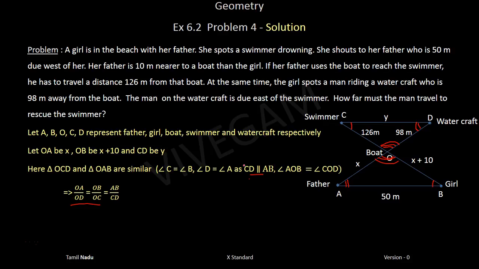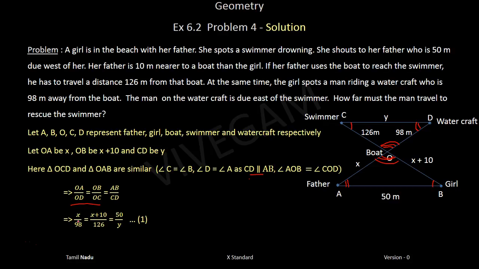That's all it is. Okay, and we have taken this as x, and this is x plus 10 because the girl is 10 meters farther, the father is 10 meters closer. So if you take this as x, the girl will be x plus 10 meters away from the boat. O is the point, the boat. Now all we need to do is substitute these values.